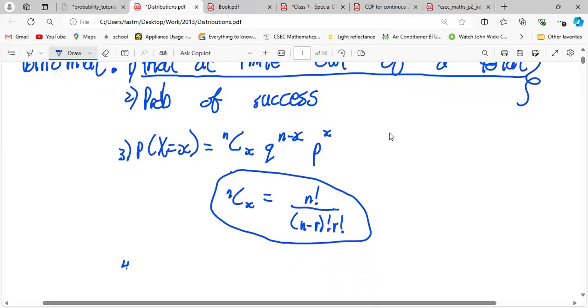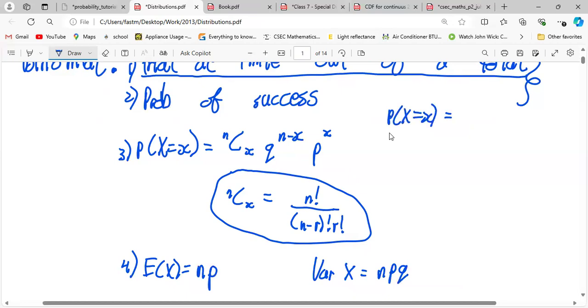Then you have the last two, which are the expectation of X for the binomial, which is np, the total number of trials times the probability of a success, and the variance of X, which will be npq. So number of trials times the probability of a success times the probability of a failure. That is all you need to know about binomial. You could ask it either way, it's the same thing. So I'll cover all the bases.